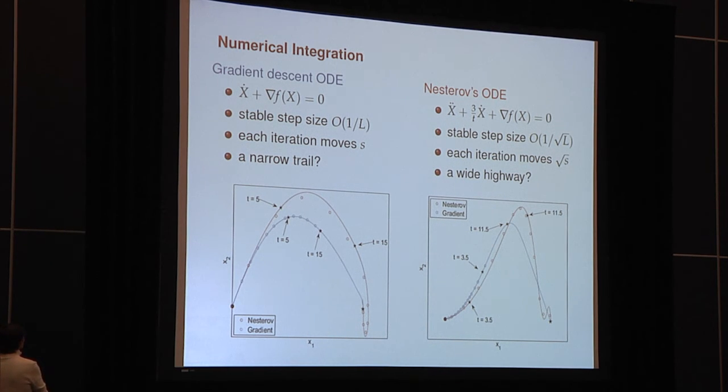Nesterov's ODE moves √s at each iteration along the curve in time t, while gradient descent moves s. So as a result, Nesterov's scheme moves faster near the curve in time t when s is small. Later in the poster session, this ODE will also suggest some variants and improvements for Nesterov's scheme. Thank you.